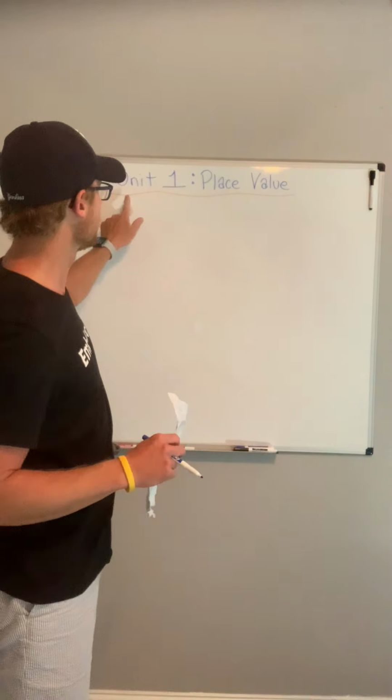Well, 1 times 10 is 10. So this is going to be the 10s place. And 10 times 10 is 100. So this is the hundreds place. So every time we go to the left, one place value, it is 10 times larger.